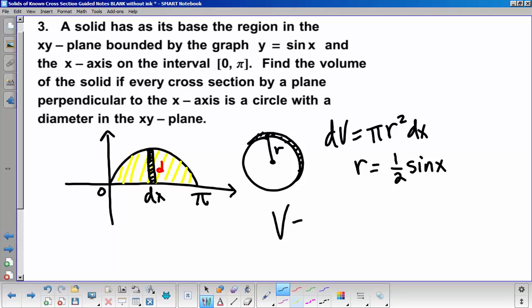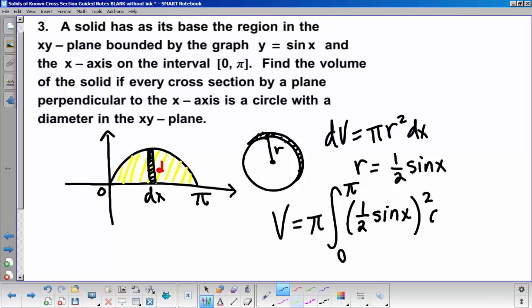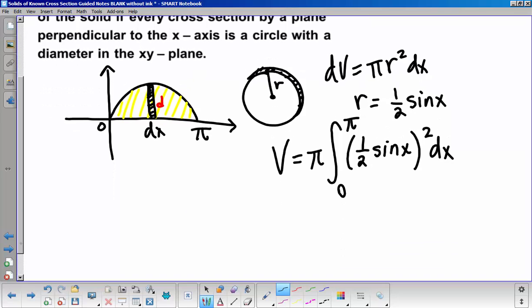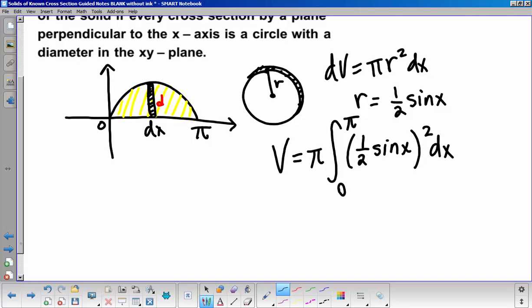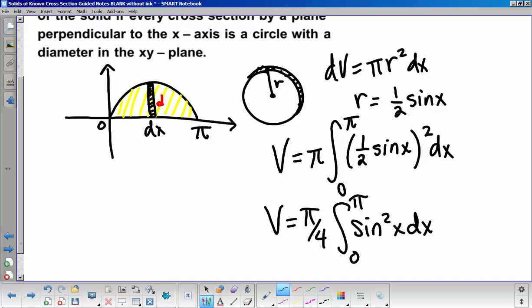So the volume here is going to be, and I won't forget this time, Patrick, pi goes out in front. The integral from 0 to pi of 1/2 sine x quantity squared dx. What constant can I bring out in front now? Good. So this is v equals pi over 4 times the integral from 0 to pi of sine squared x. Imagine that. We have to integrate sine squared x.